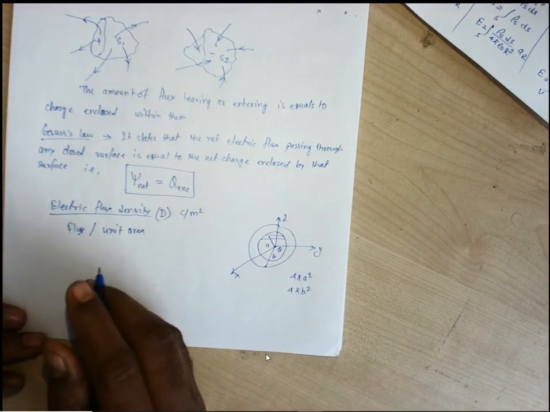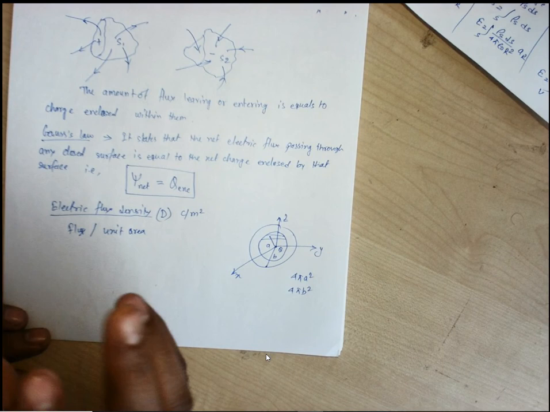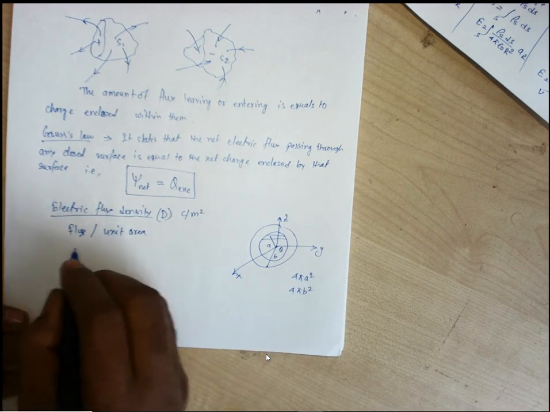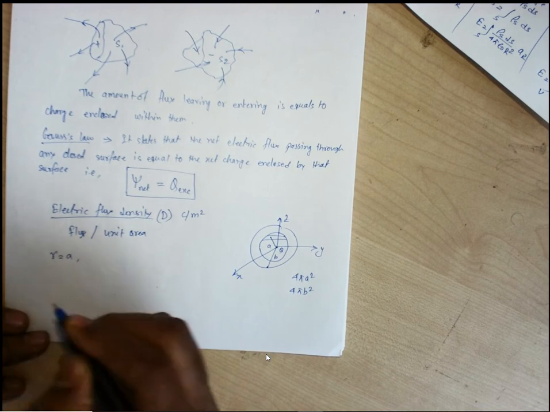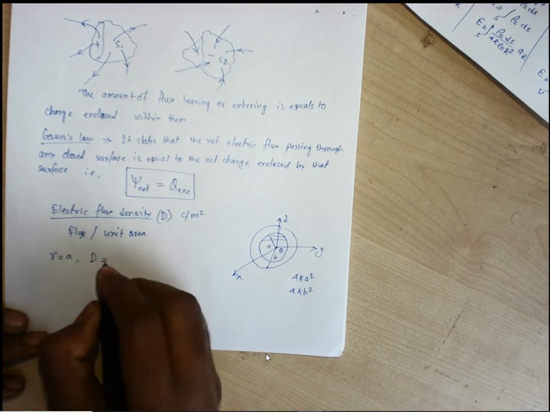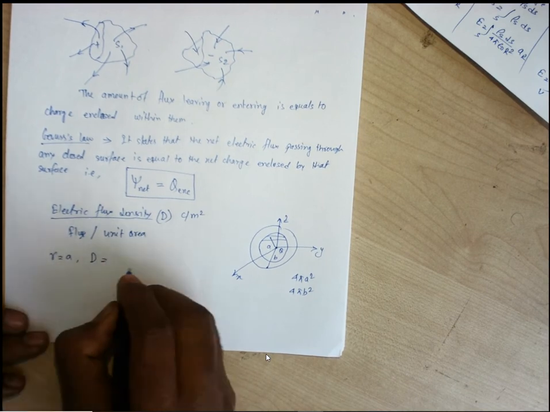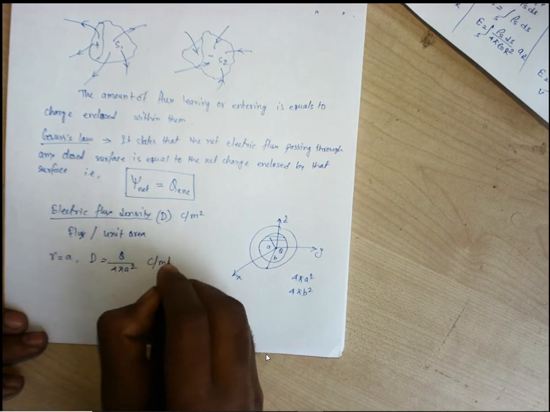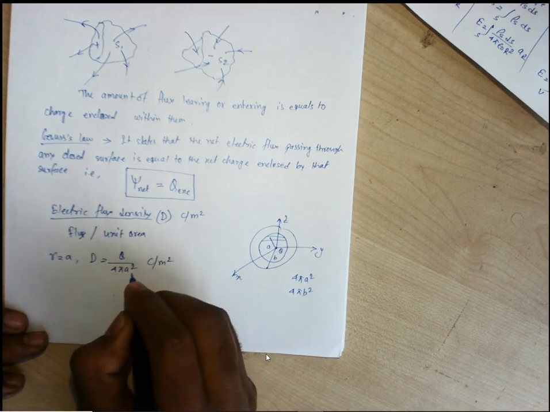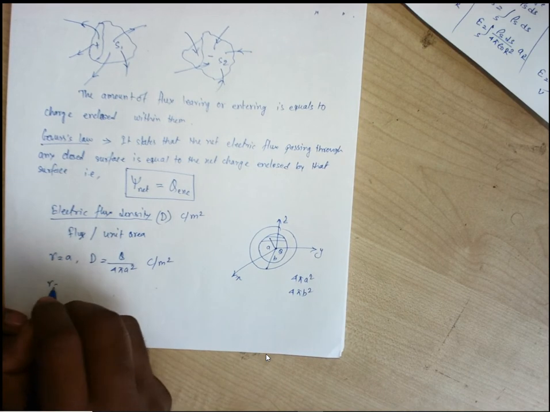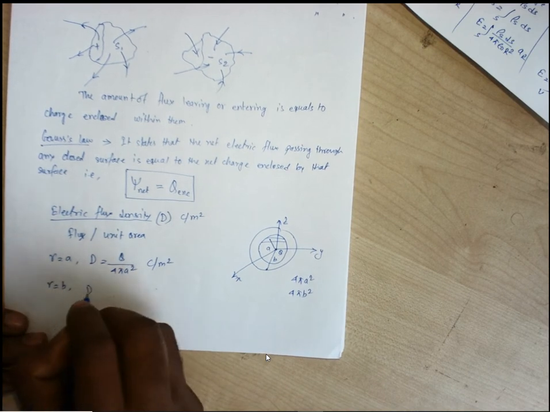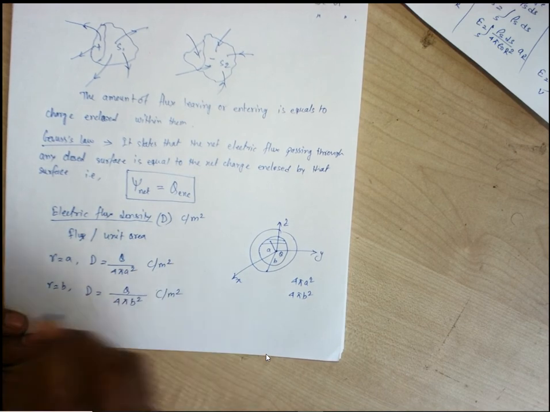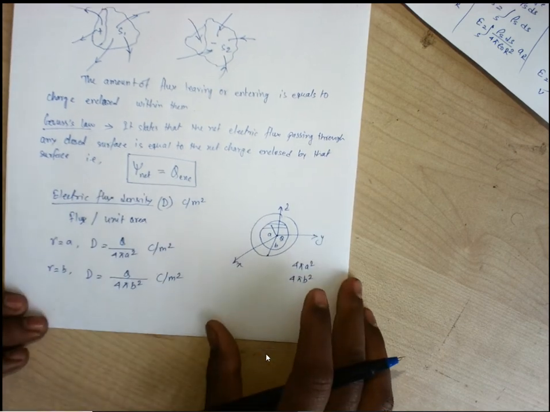Okay. So what is the flux density within the radius A? If we take R equal to A, then flux density D is flux per unit area, so Q by 4 pi A square, coulomb per meter square. For the radius B, that is R equal to B, D is Q by 4 pi B square coulomb per meter square.